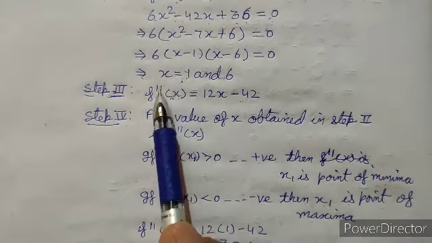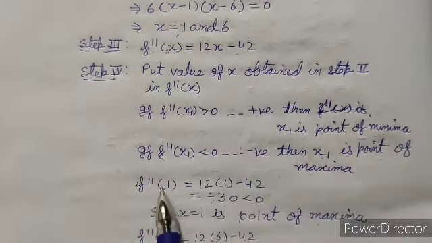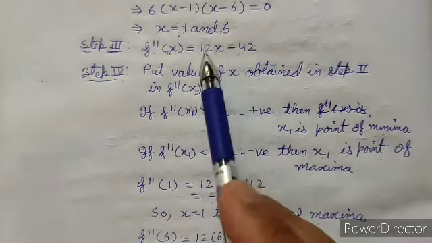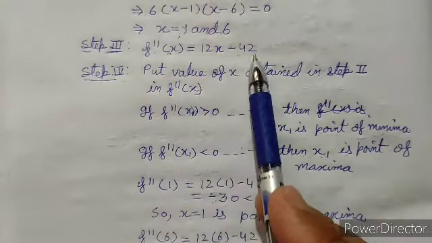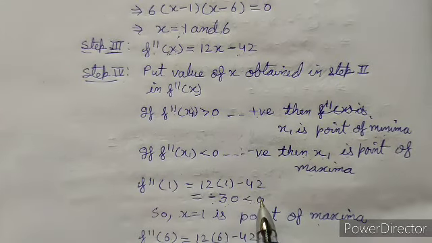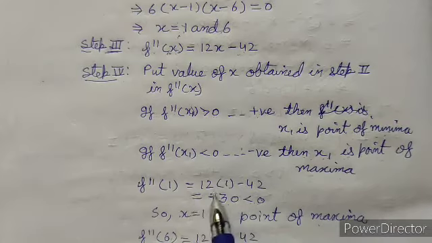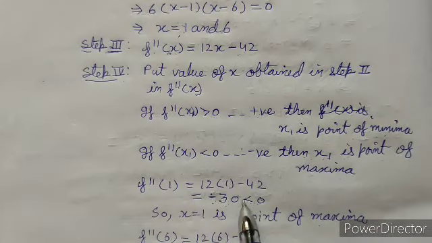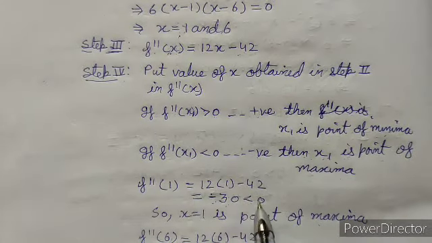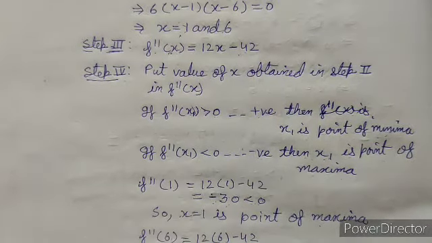So we will find f''(1) and f''(6). Now f''(1) will be equal to 12 × 1 - 42, and that is equal to -30, which is less than 0. That means we are getting a negative sign, or a number which is less than 0. So x = 1 will be the point of maxima.